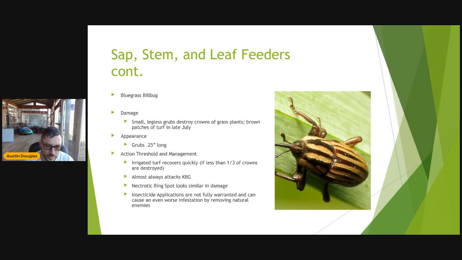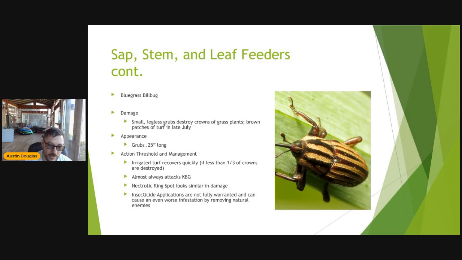The action threshold to management: irrigated turf recovers pretty quickly, but less than 1/3 of the crowns can be destroyed. So if you have over 1/3 of the crowns destroyed, irrigation is not going to save you. It almost always is going to attack Kentucky bluegrass, so that kind of narrows it down. It does attack perennial ryegrass, but not as prevalent as Kentucky bluegrass.